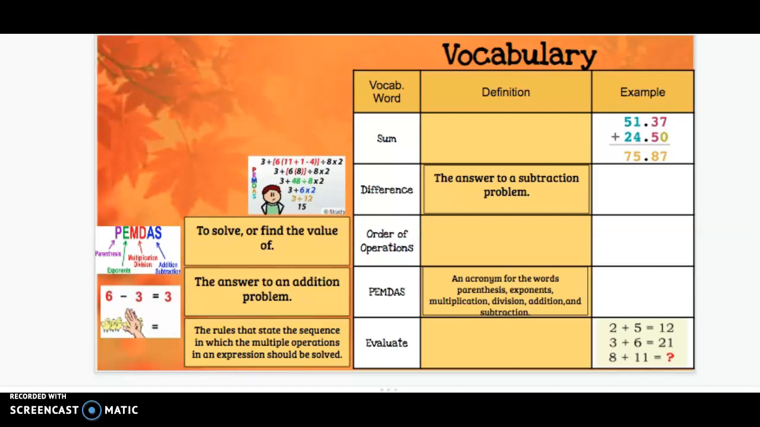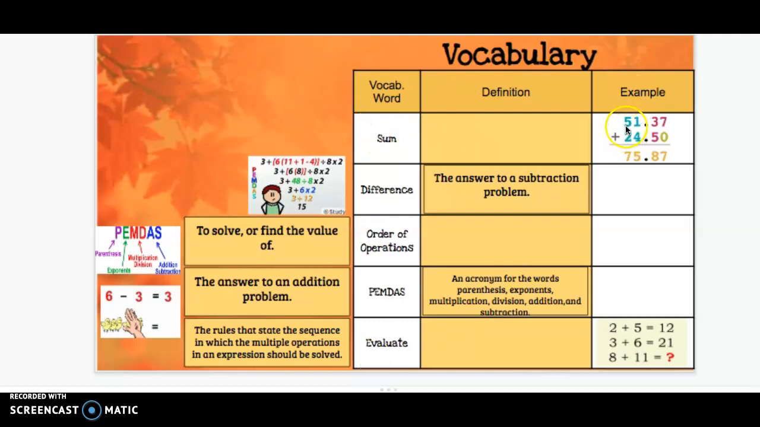Okay, so for today for vocabulary, we have 5 words. We have the words sum, difference, order of operations, PEMDAS, and evaluate. Now, sum and difference we've been talking about in fluency, and order of operations, PEMDAS, we're going to be talking about this week in our lessons. And evaluate, you've been hearing that for some time now, and we're going to now put that into our vocabulary words. So the first word is sum.